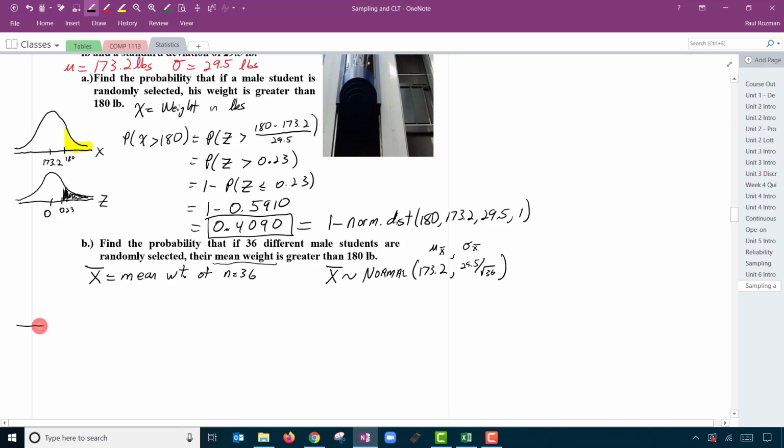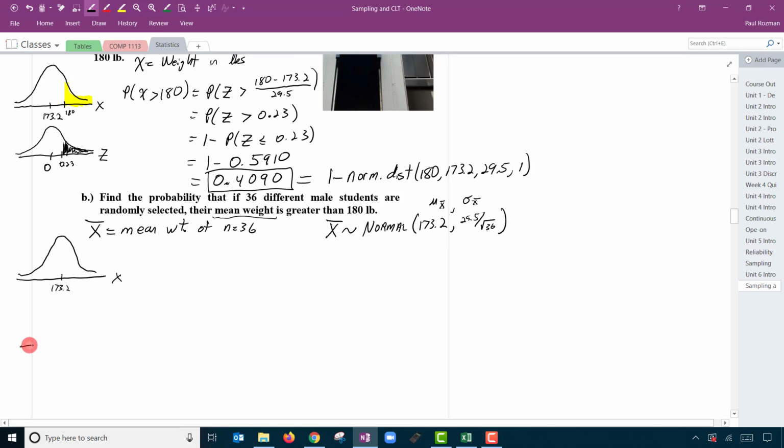So if we're drawing pictures here, we have the original population X with 173.2 in the middle. Then we have our X bars, which will also be normally distributed. I'm guaranteed that by the central limit theorem. One, because the population is normal to begin with. But even if I didn't know that, my X bar would be normally distributed because I took a large sample anyway. My sample size is 36. It will be a little narrower, like maybe I should draw it skinny.